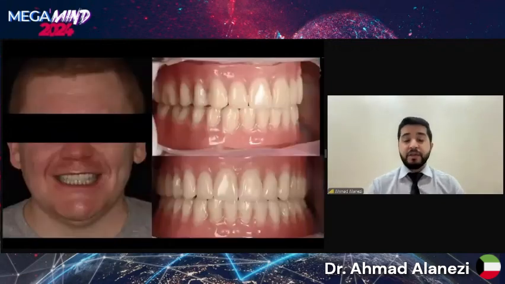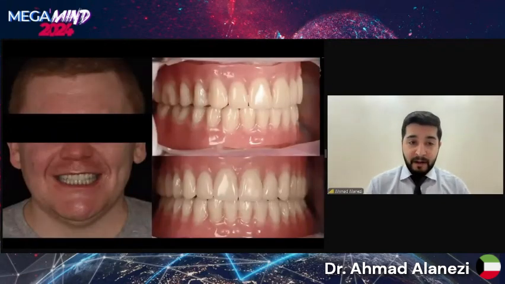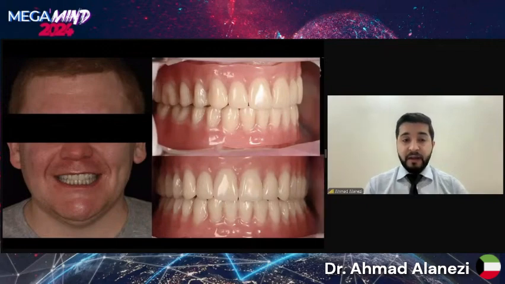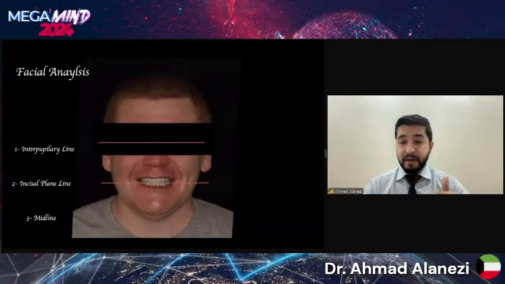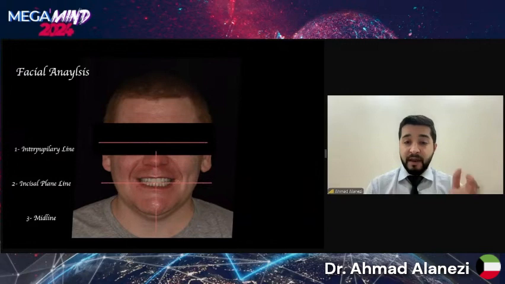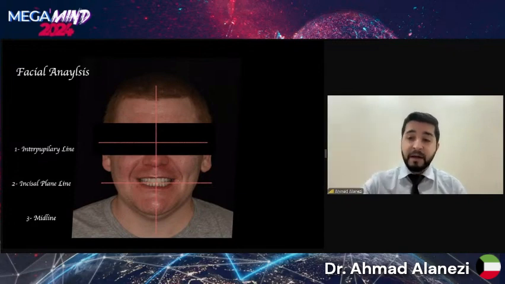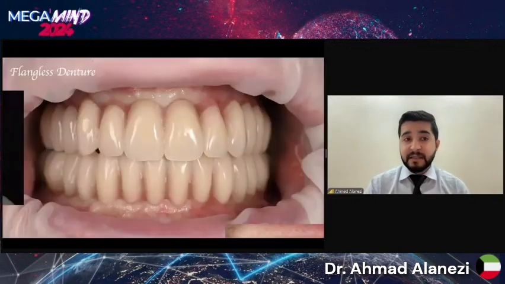And this is the patient wearing the denture. We also wanted to evaluate the interpupillary line with the incisal plane line, as well as whether the midline is in the center or not, because this denture will serve as a prosthetic template for your implant planning and everything that comes after. Not only did we do the denture, we did the flangeless denture as well.